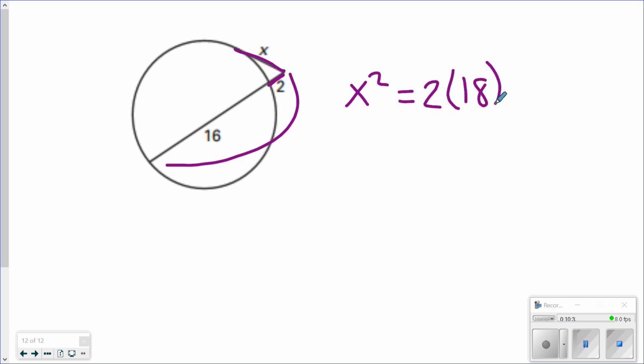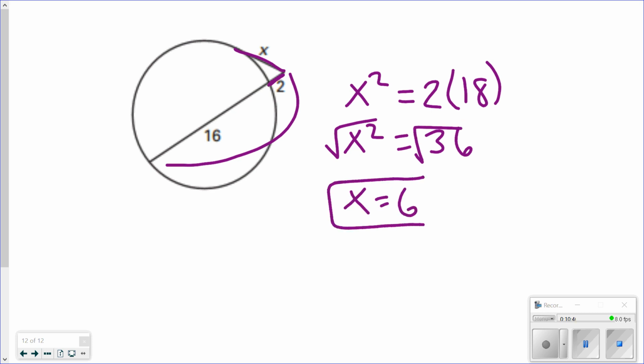So let's simplify this. x squared stays as x squared. 2 times 18 is 36. So square root each side, square root, square root. We end up getting that x then is equal to 6. And I know before we talked about when you square a number, you get a positive and a negative number. Only the positive makes sense here because we can't have a negative segment length. So just positive 6 is our answer.